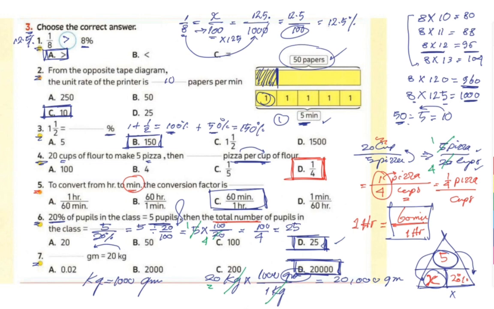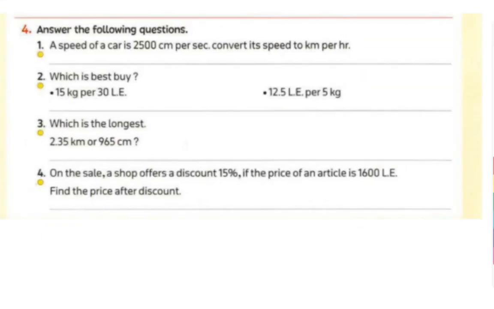Choose the correct answer. Let's go to the last question, number 4. Question number 4. Answer the following question. First point, a speed of a car is 2500 centimeter per second. Of course, speed unit is centimeter per second or meter per minute or kilometers per hour or whatever. Convert it to kilometer per hour.